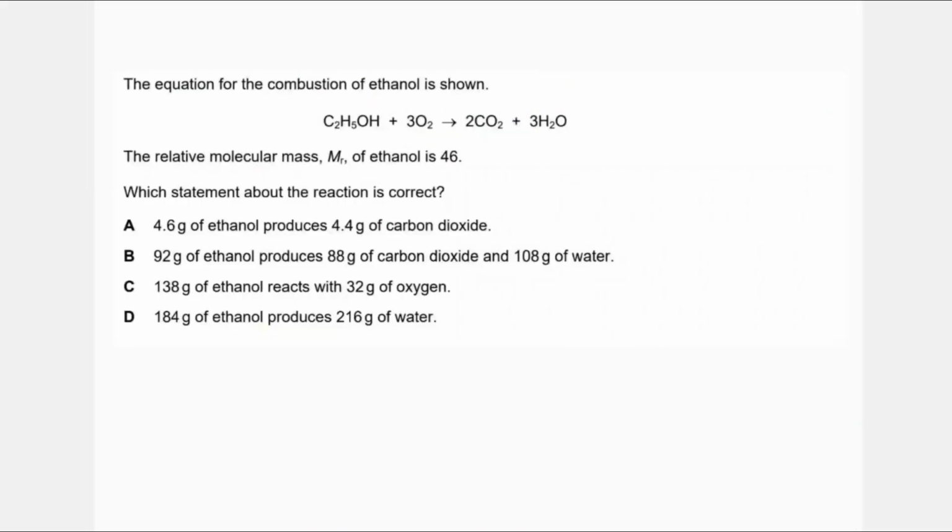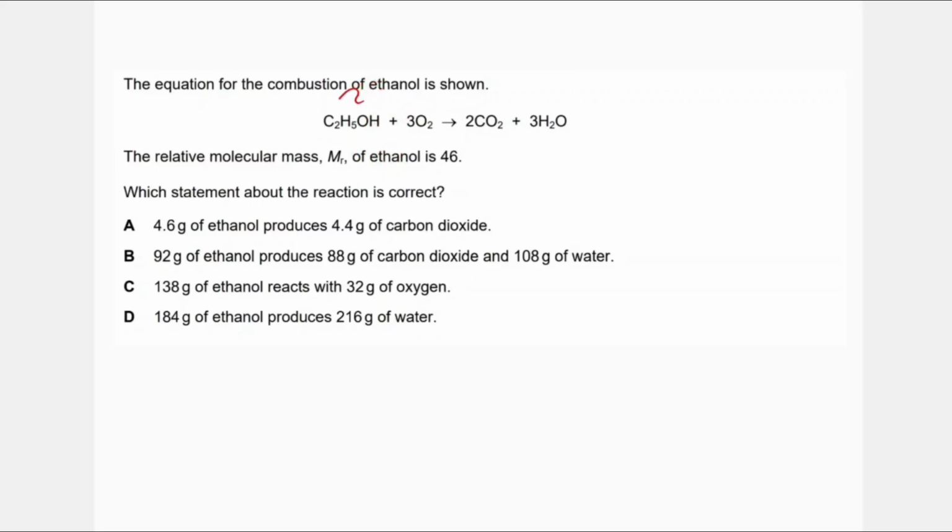The equation for the combustion of ethanol is shown, as you can see here. And the relative molar mass of ethanol is given, which is 46. Which statement about the reaction is correct? 4.6 grams of ethanol produces 4.4 grams of carbon dioxide, 92 grams, 88 grams, 108 grams. As you can see in the question, they are not talking about the number of moles, they are talking about the grams of each of these substances. So it's going to be easier if we write down the grams of all of these substances on the equation.